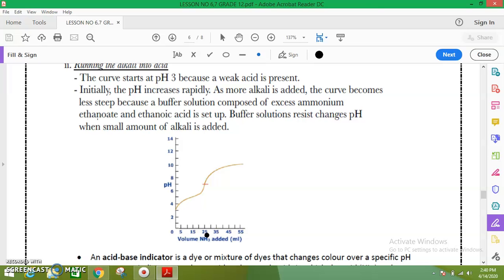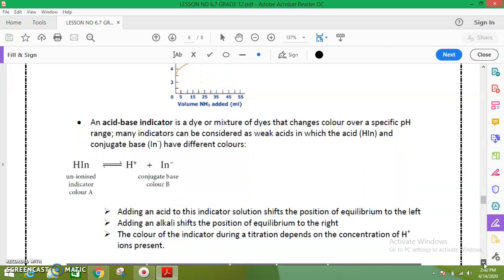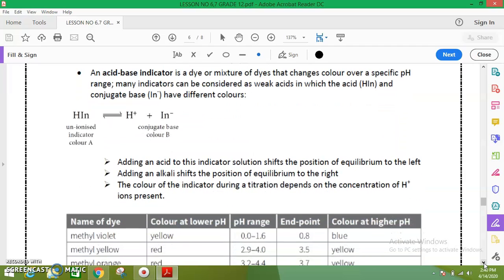This is all about how to draw the pH curves between strong acid and strong base, strong acid and weak base, weak acid and strong base, and finally both weak. Now for these types of titration we use an indicator. So the question here is how to select an indicator. What is an indicator? An indicator is a dye, a mixture of dyes that change color over a specific pH range. It means the change of color depends upon the pH range.